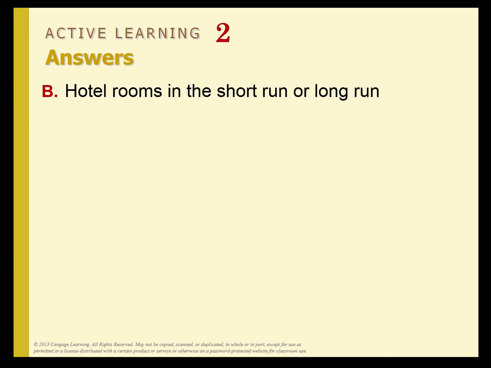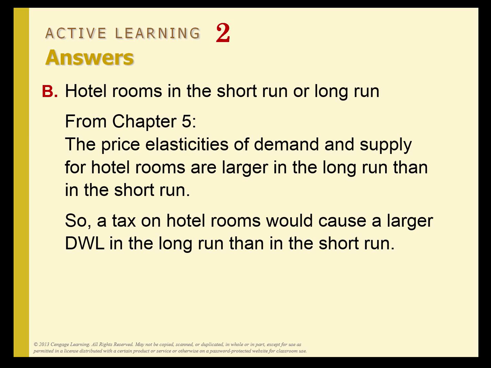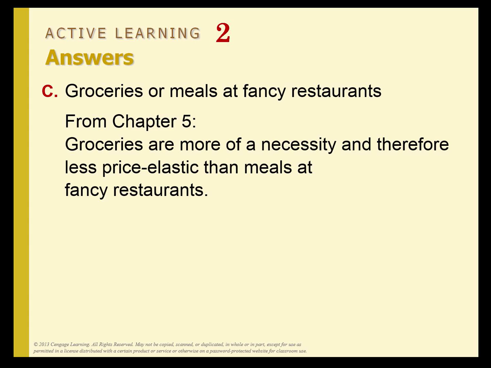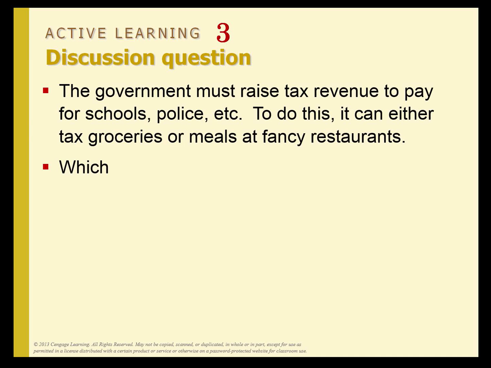Same thing right here. Short run or long run? Do you remember? Long run has higher price elasticity. So if we need to tax a good, we should tax hotel rooms only in the short run. And finally, groceries or meals at fancy restaurants. Groceries are less elastic. Meals at fancy restaurants are luxuries. They are more elastic, so we should tax groceries in order to make a smaller deadweight loss. All right, so here's a question. Should the government tax groceries or meals at fancy restaurants?